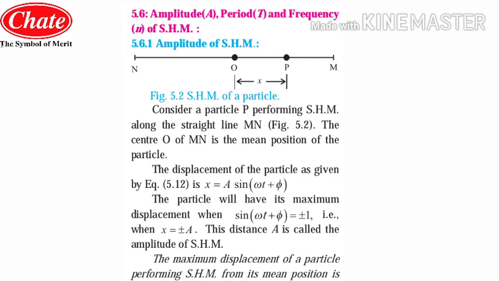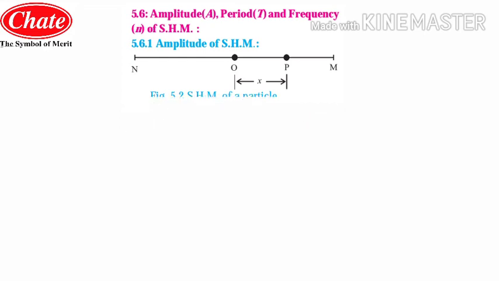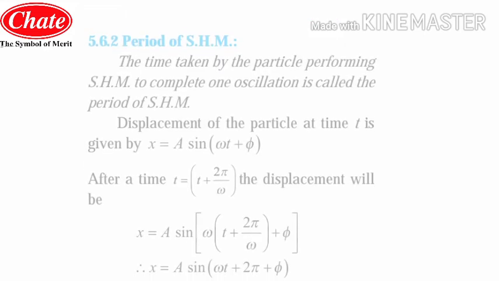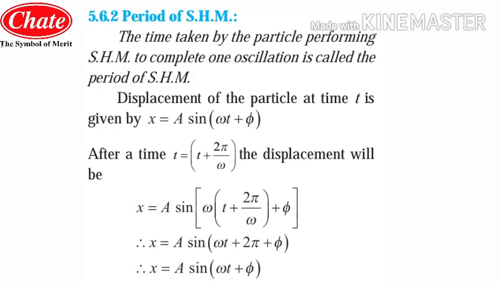So now students, we will see the next part of this point. The next part we will see is the period of the particle which performs the SHM. Now the definition is: the time taken by the particle performing SHM to complete one oscillation is called the period of the SHM.